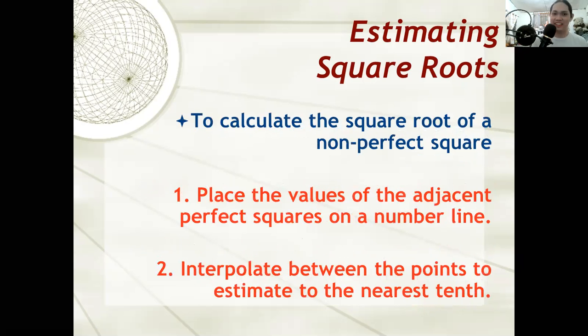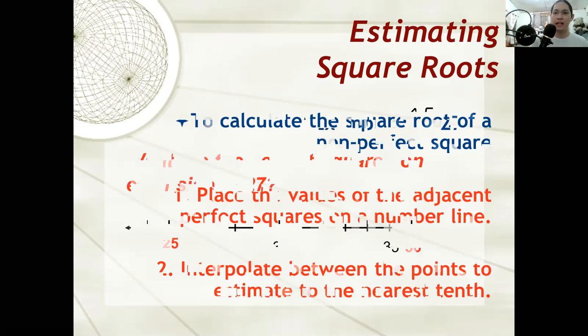Okay, now let's start. Let's study the steps on how we estimate square roots. To calculate the square root of a non-perfect square number, we first follow this step: place the values of the adjacent perfect squares on a number line. So we can use the number line. Aside from that, you can interpolate between the points to estimate to the nearest tenth. The word interpolate means you will just estimate or approximate its value.